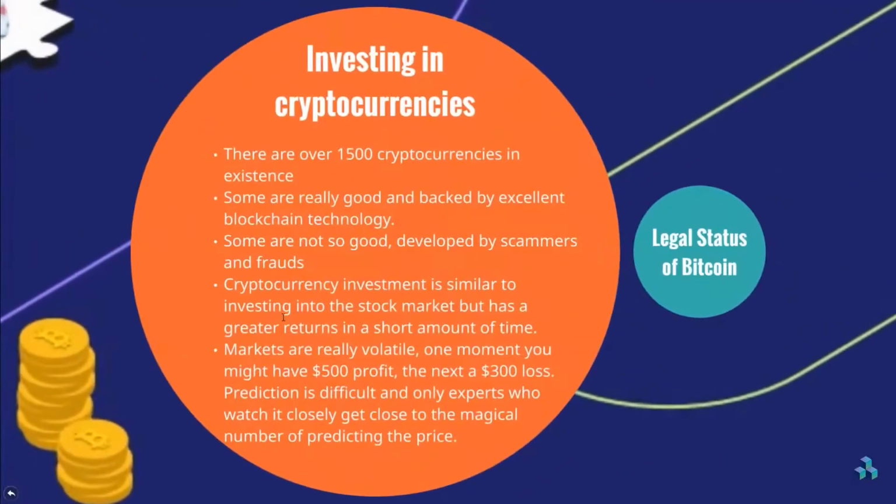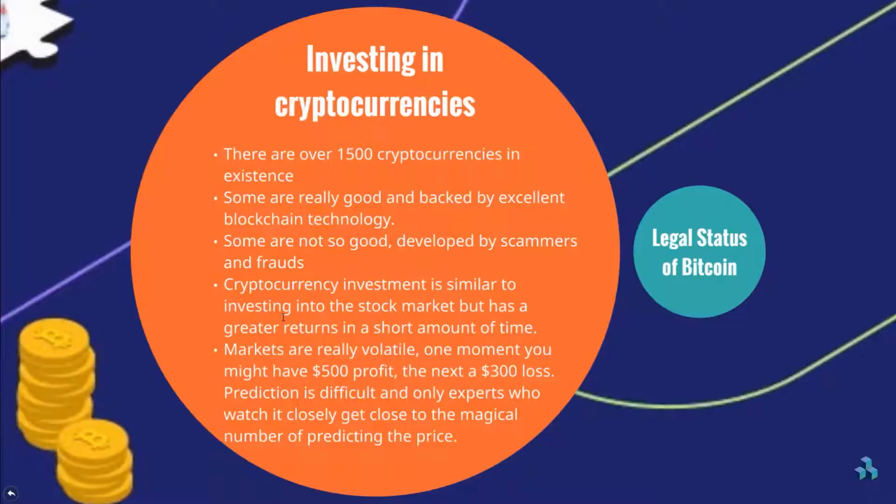So is Bitcoin legal, and should you invest in cryptocurrencies? There are 1,500 currencies in existence. Some of them are really good and are backed by excellent blockchain technology, whereas some are not that good. They're developed by scammers and fraudsters who are trying to take your money through quick earning methods. Some currencies do not have good technology behind them. They're just created to make money.